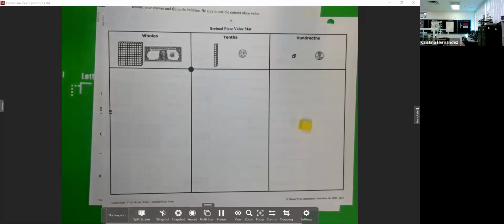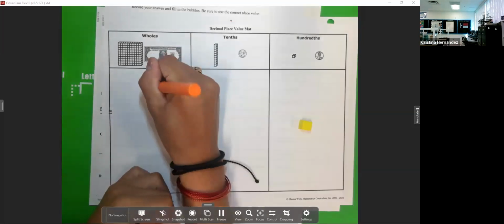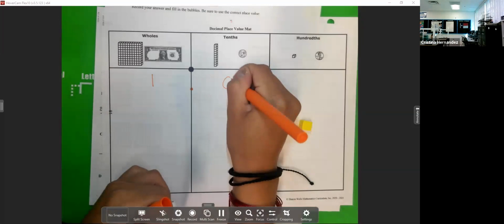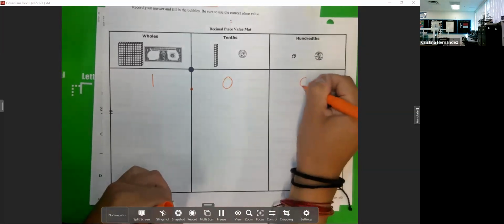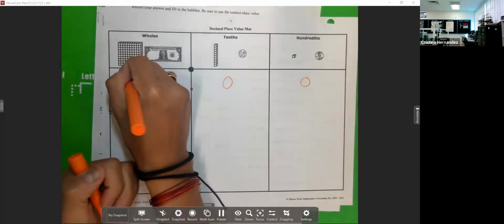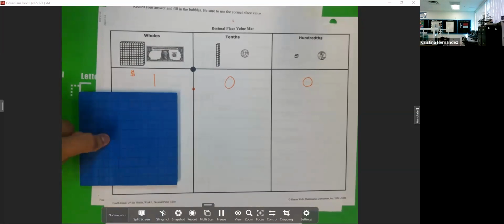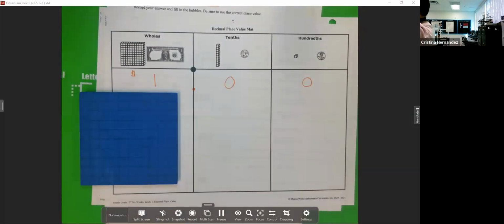$1 here looks like this. I want you to write this on your piece of paper. $1. Put your decimal. So there's your one. It means you have one whole and 0 tenths and 0 hundredths.